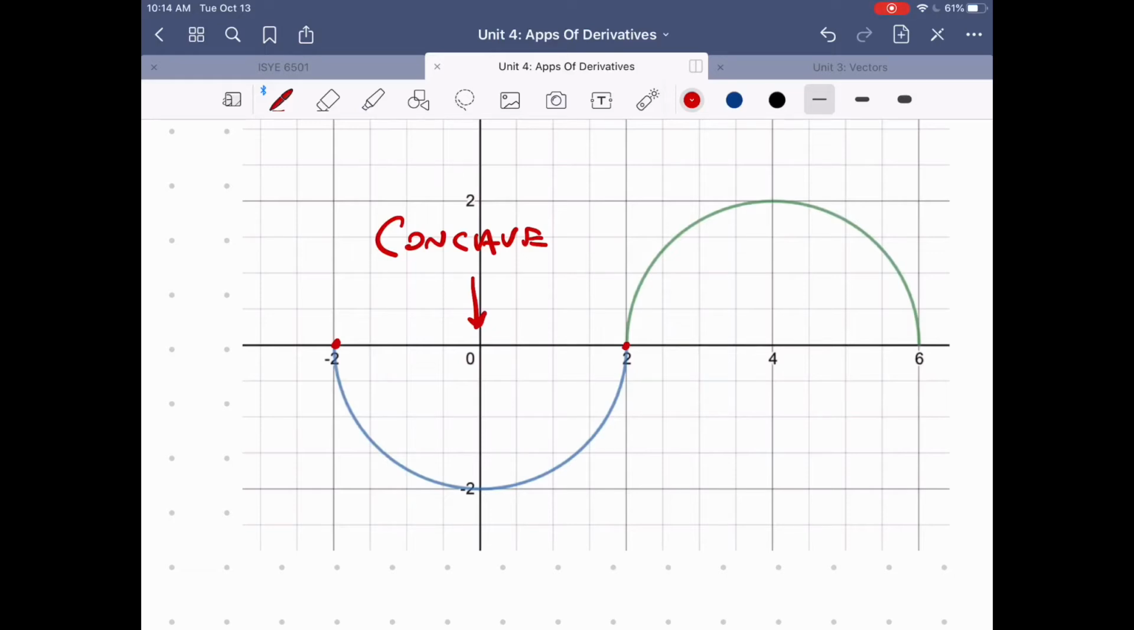And then this other part of the graph, the green part, where it curves downwards, this is where it is convex. And that interval looks like it'd be between +2 and +6. So right here in the middle, where it changes from being concave to convex, that is our point of inflection.